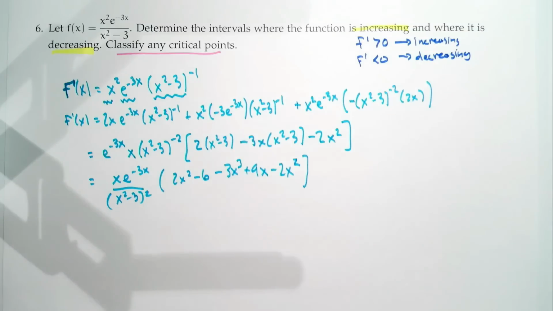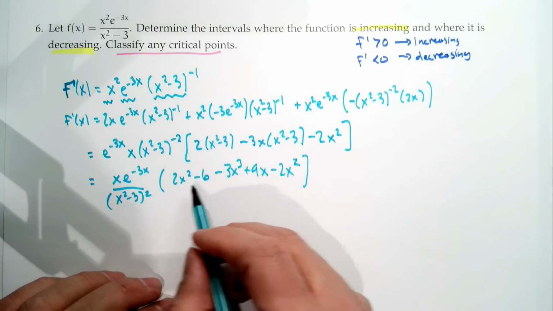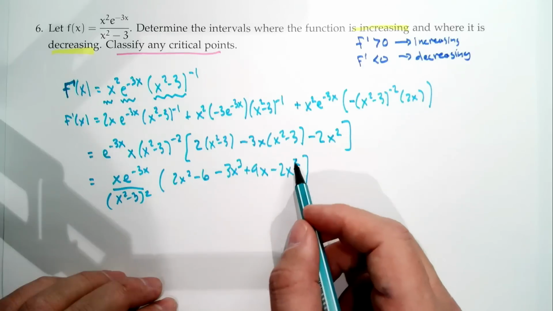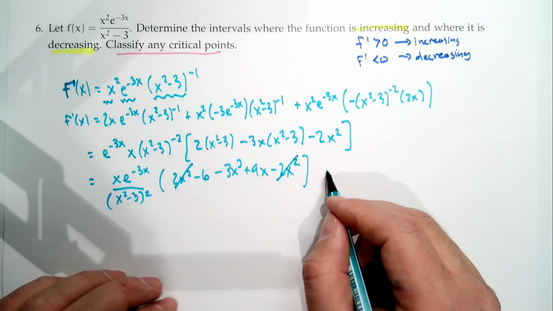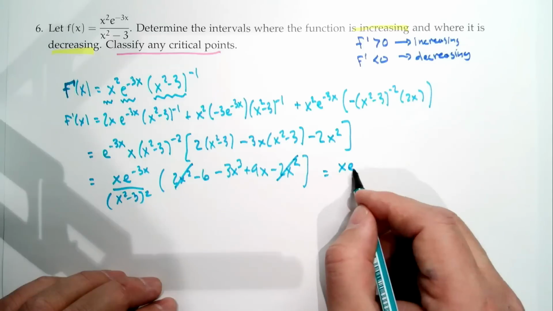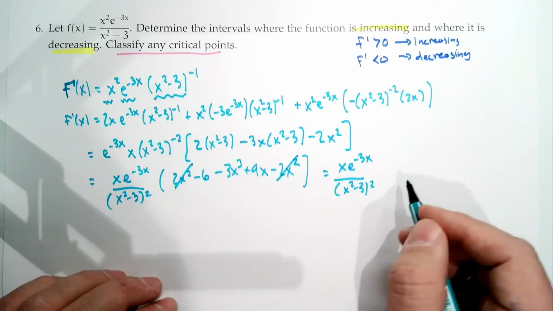This is, well, we keep going, right? You got to have faith. If you don't have faith, it's not going to work out. All right. Well, the 2x squared minus 2x squared, at least that cancels. That's some good news for us. So let's see. We got x e to the negative 3x divided by x squared minus 3 squared.